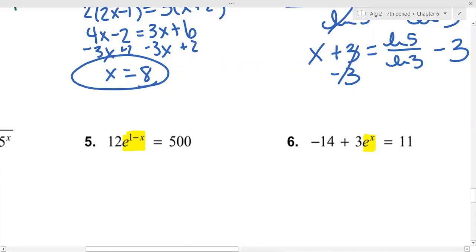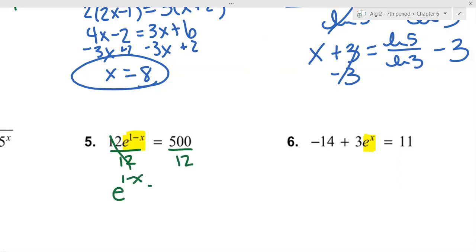And the only way to do that is with some algebra work. So what I would do in number 5, my first step would be to divide by 12. That would leave me with e to the 1 minus x equals 500 divided by 12. Which unfortunately doesn't go in nice. Looks like that's 41.7. It's actually 41.6 repeating. So I'm calling that 41.7.